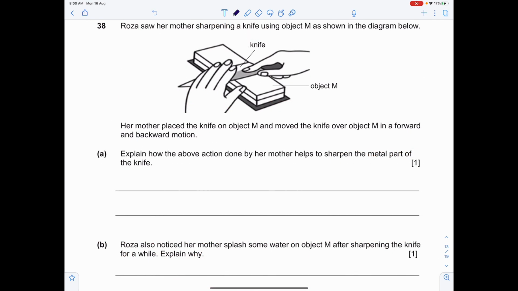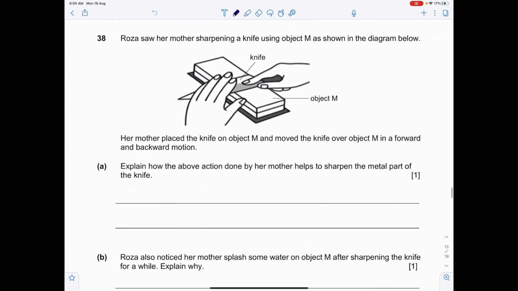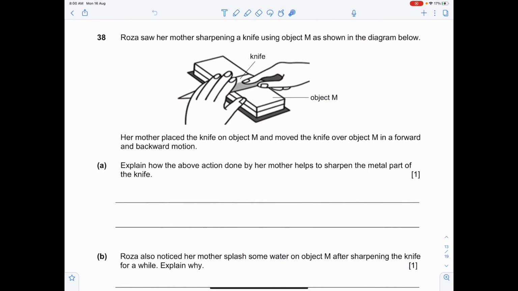Alright, question 38. Rosa saw her mother sharpening a knife using the object M as shown in the diagram below. Her mother placed the knife on object M and moved the knife over object M in a forward and backward motion. Explain how the above action done by her mother helps to sharpen the metal part of the knife.